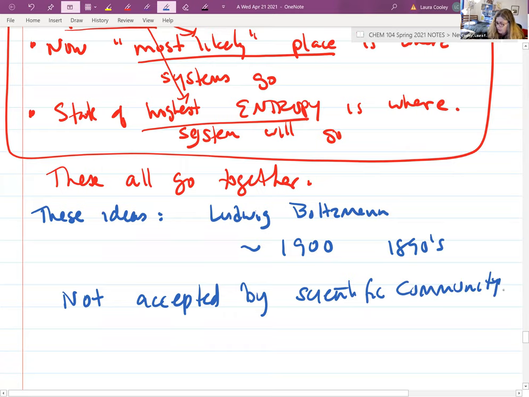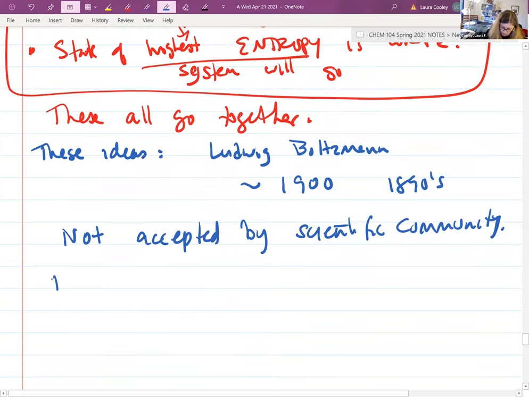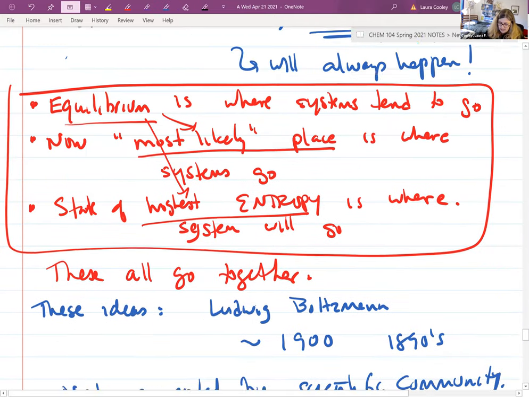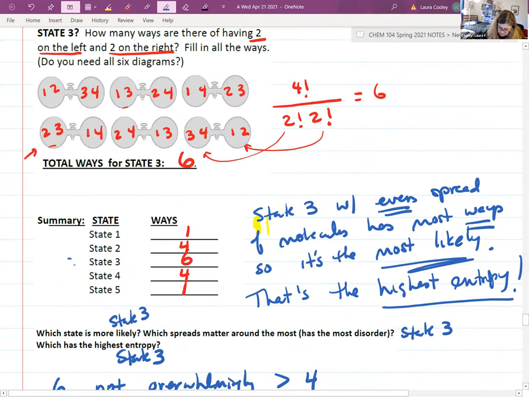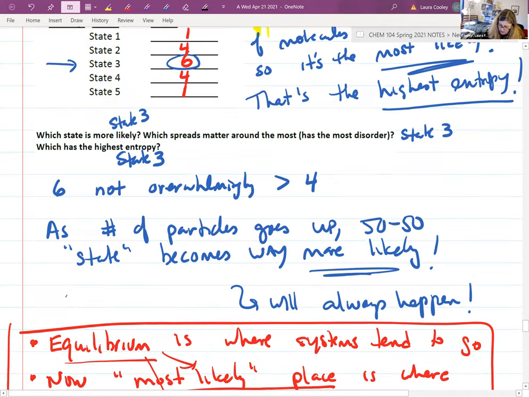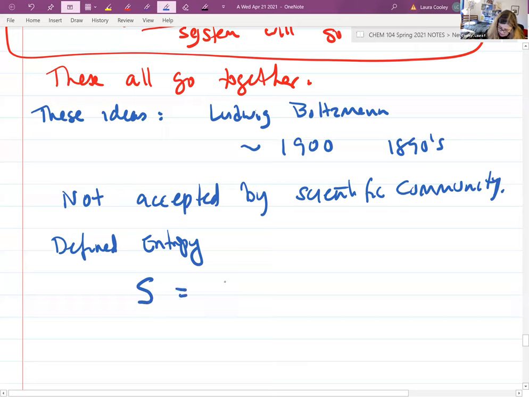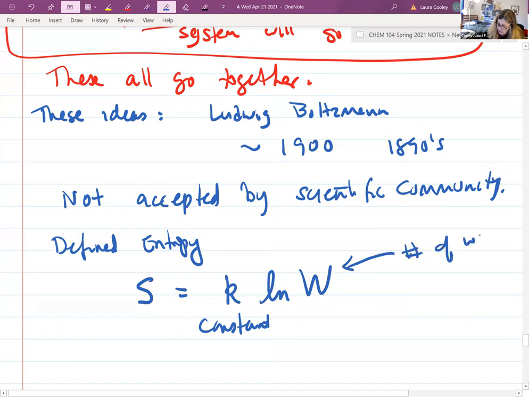In fact, Boltzmann went so far as to define entropy based on the number of ways, right, you can get a certain state. So if we were talking about the system of 4 particles, the entropy of this state would be defined this way. He defined entropy as a constant times the natural log of W, which is the number of ways of getting a certain state.